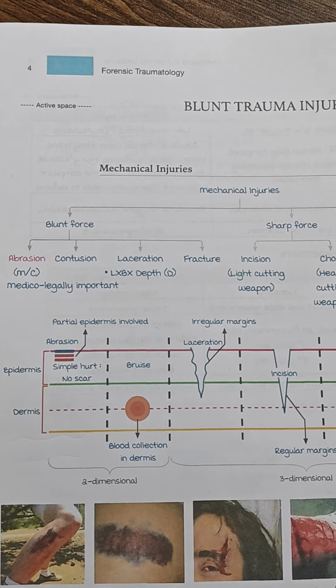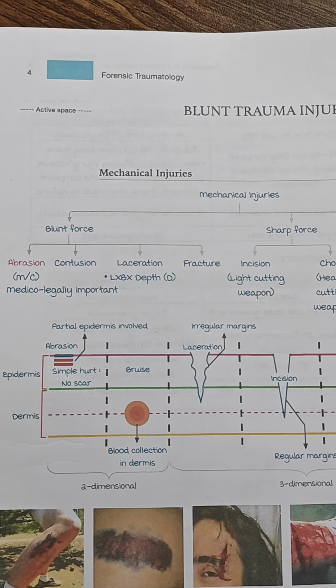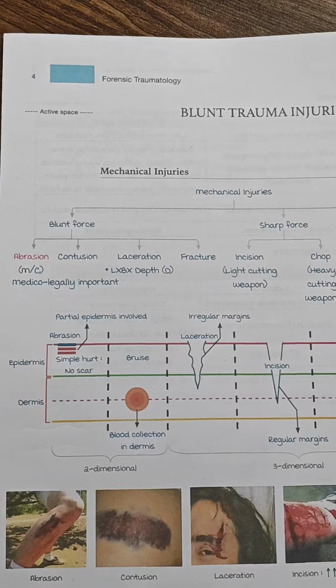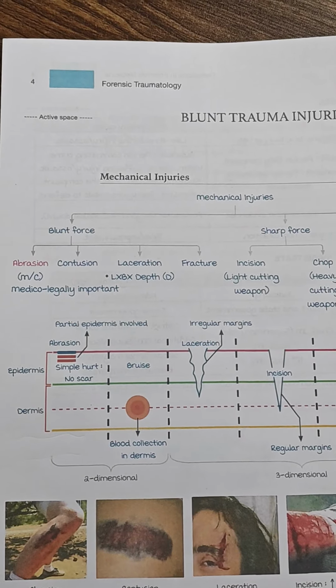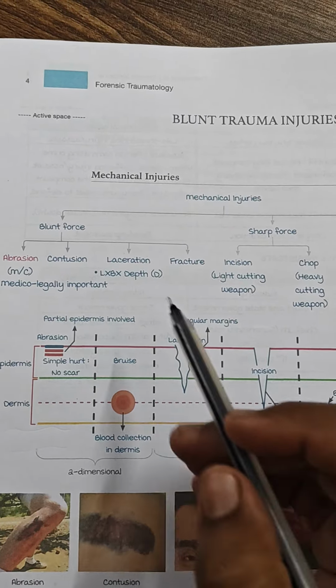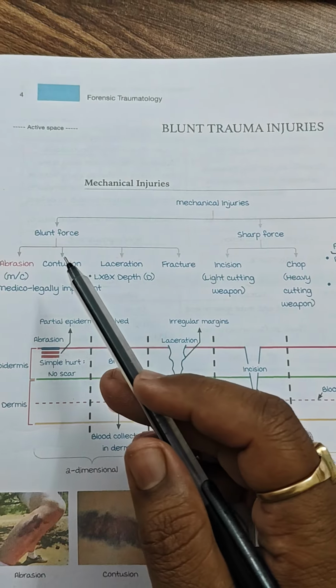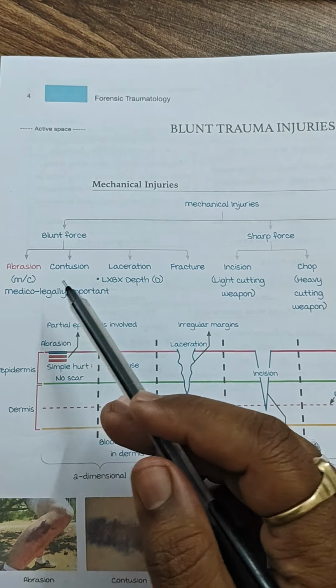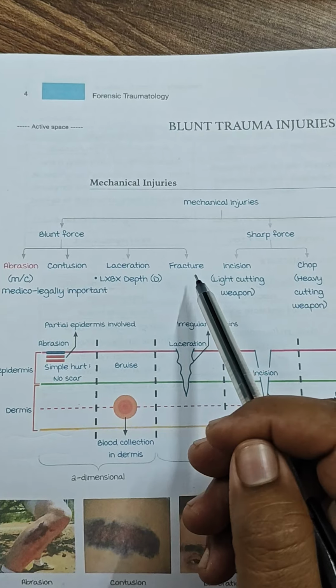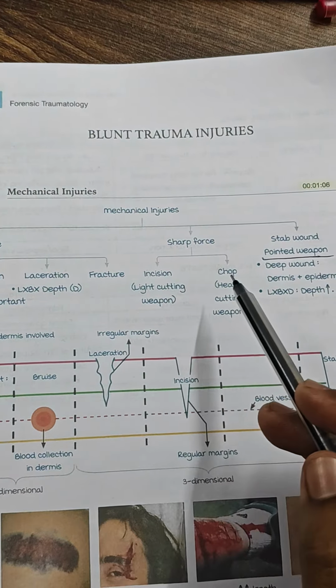Everyone, today we are going to start with our new topic, mechanical injuries, which is a topic of forensic medicine. So first of all, let's see. Injuries can be caused due to blunt objects, sharp objects, and pointed weapons. Due to blunt objects, there can be abrasion, contusion, laceration, and fracture, and due to sharp objects, incision and chopping.